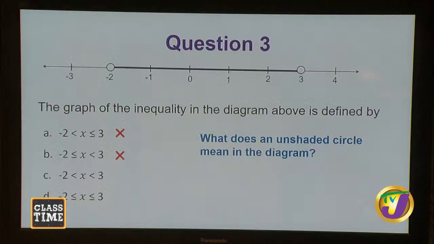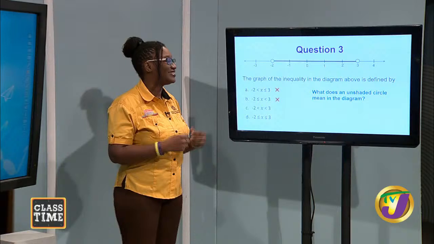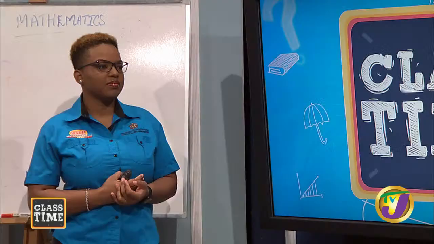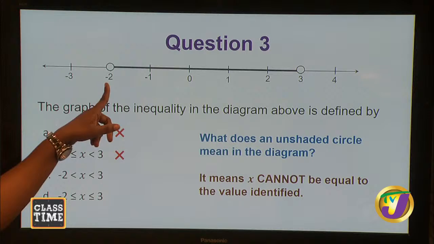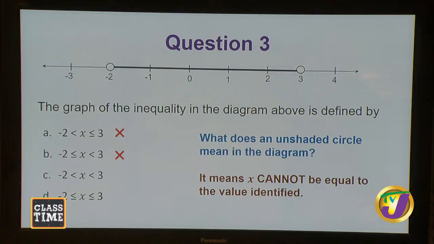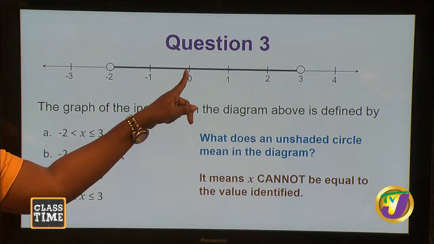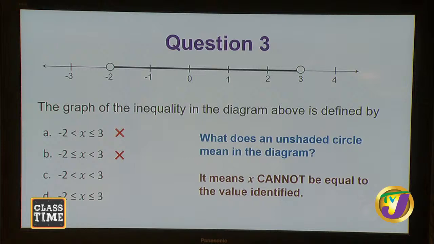The unshaded circle is telling us that in this case, x cannot be equal to the value identified. The values identified are -2 and +3, so x cannot be equal to any of those values. But x can be greater than negative 2 and less than 3. So which option are we going for? Definitely option C, which is telling us negative 2 is less than x, which is less than 3.